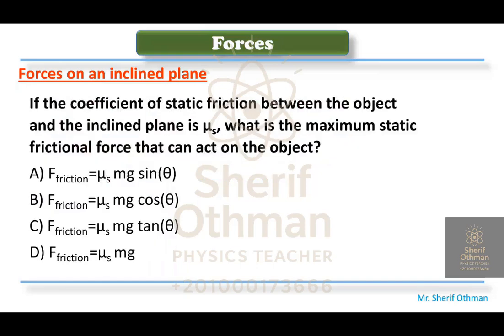What is the coefficient of static friction between the object and the inclined plane, mu s? What is the maximum static friction force that can act on the object? The maximum static friction force is equal to mu s times the component of the weight, so the answer will be mu s mg sine theta.